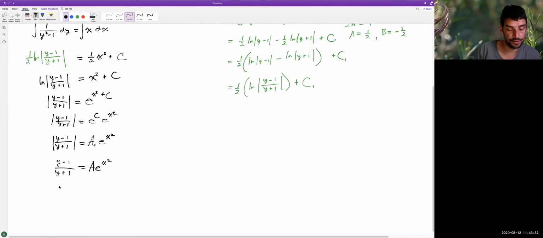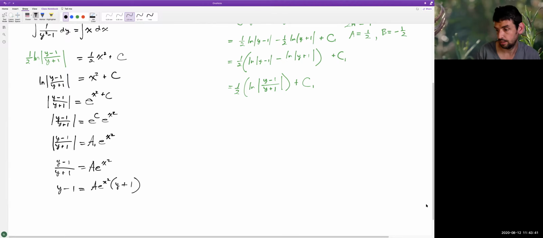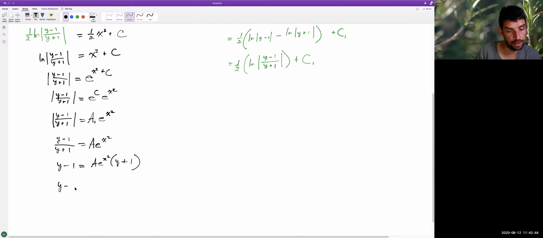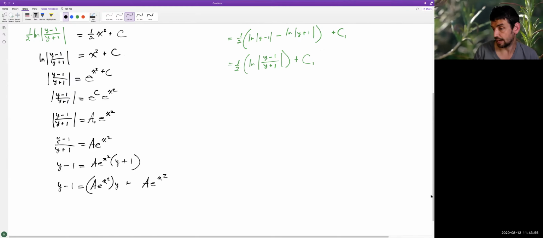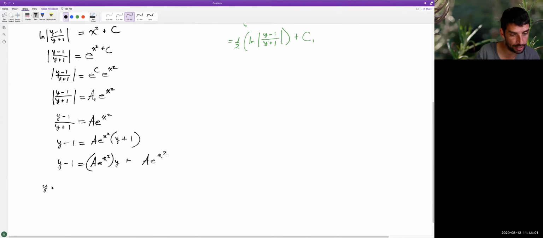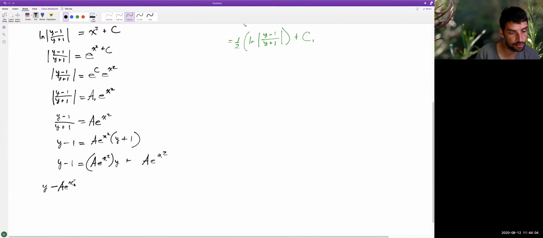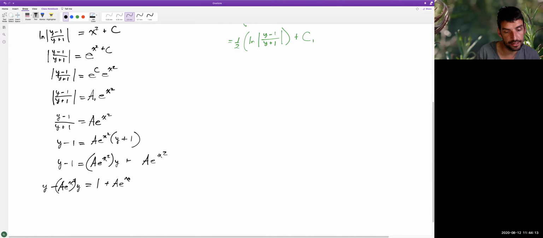So let's first multiply both sides by y plus 1. So I have a e to the x squared times (y plus 1). y minus 1 equals a e to the x squared times y plus a e to the x squared, right? Just distributing that. Now I'm going to bring everything with y to the left-hand side. Everything else goes to the right. So I'll have y minus a e to the x squared y equals 1 plus a e to the x squared.